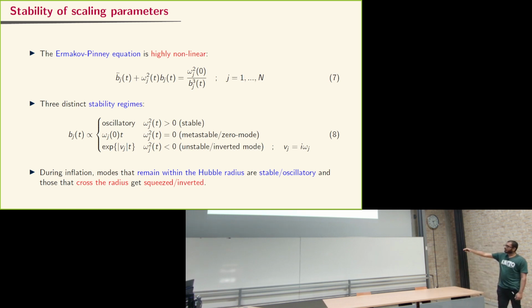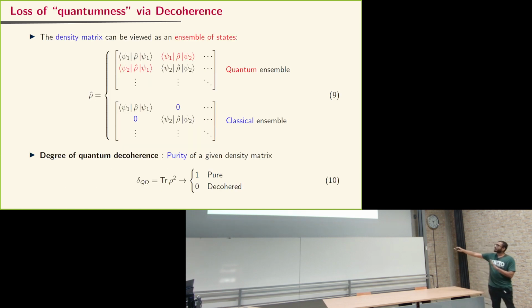Now, why are these stability regimes relevant? Because as you will see, during inflation, as I mentioned earlier, the modes that remain within the Hubble radius during the expansion are basically stable and oscillatory, and the modes that cross the radius get inverted. So keeping this in mind, what I would like to address is the loss of quantum features that are present in these fluctuations, and the primary medium of this analysis is decoherence.